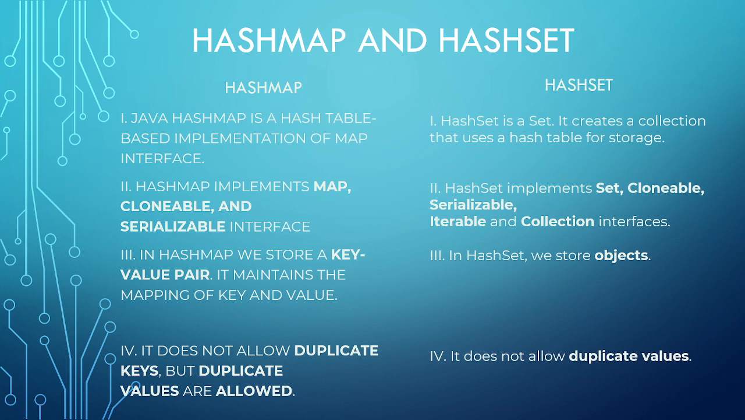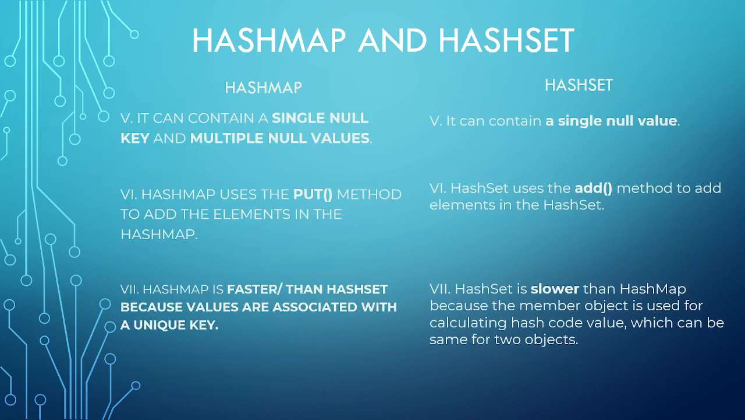If you're from a Selenium background, guys, whenever you handle multiple windows, you usually use the set interface, because it does not allow duplicate windows. So go for the set. The fifth point, guys: hash map contains a single null key and multiple null values. In the same manner, hash set contains a single null value only.